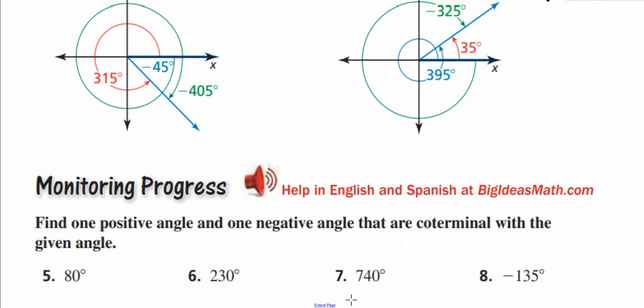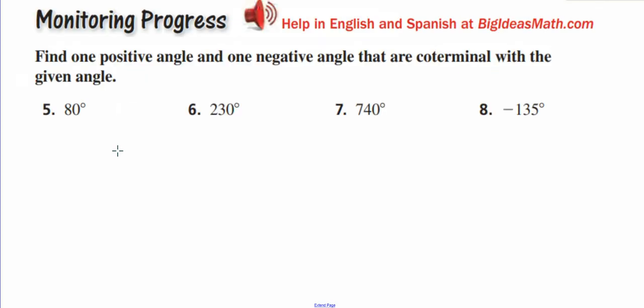All right, coterminal angles, again, if it's between 0 and 360, all you have to do is add and subtract 360. So we're going to do positive and negative 360. Okay, so we're going to do 80, we're going to subtract 360, we're going to get negative 280.